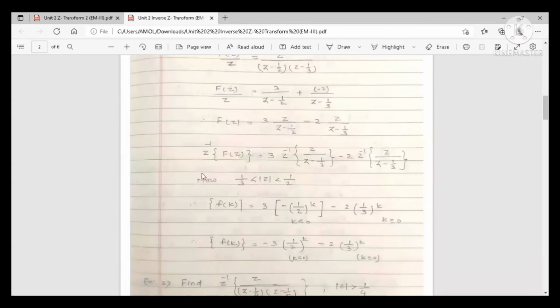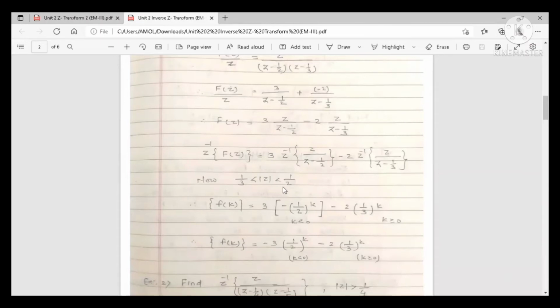Now the inverse z transform of f of z is f of k. The 3 is a constant, so it stays as it is. Now what is the inverse z transform of z upon z minus half? See what the condition for half is. For half, the condition is mod z is less than half. Then in that case, the condition for k is k less than 0.